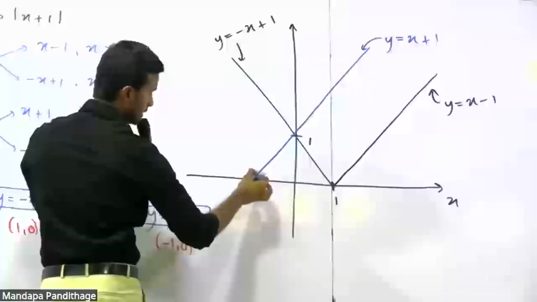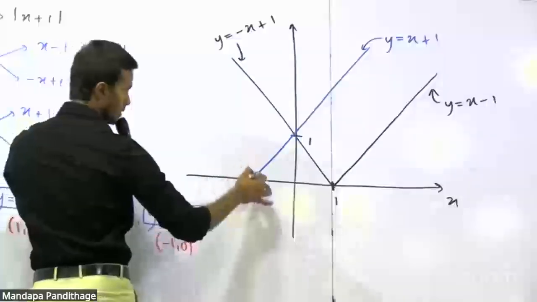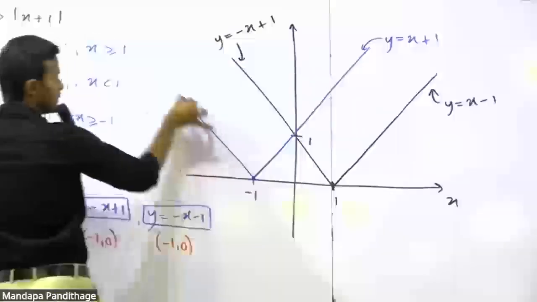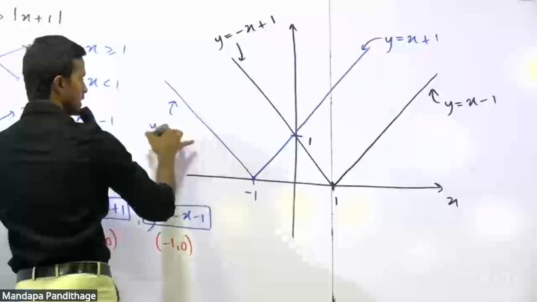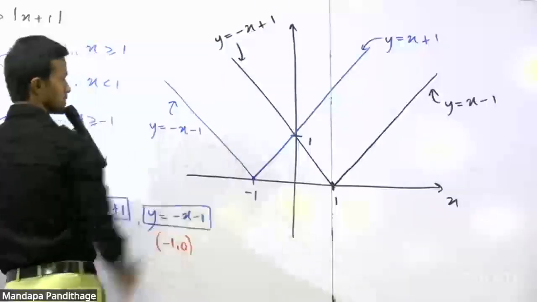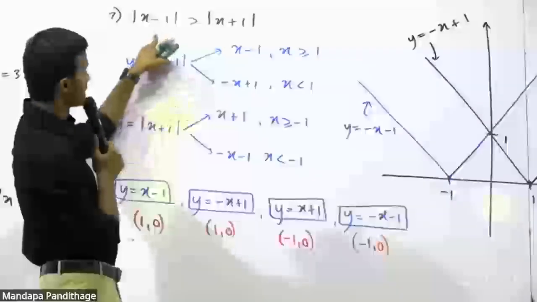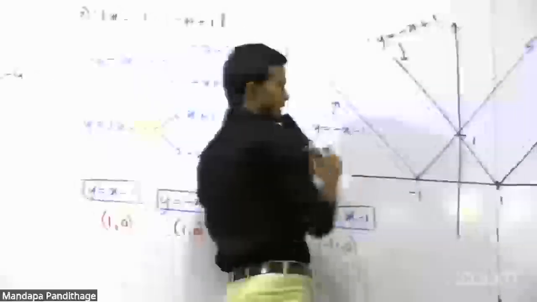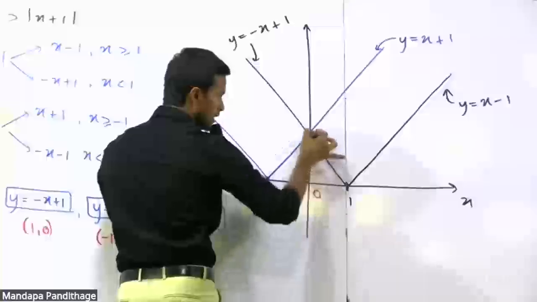And on this side, when you consider minus x minus 1, it is having a gradient of minus 1, which is parallel to this. Even it is parallel, no intersection, and this is y equals minus x minus 1. And when you look at this, the question that they're asking is that modulus x minus 1 is greater, which means the black colored one is greater. And it's clear there's only one intersection point, which is 0. Only one intersection point.